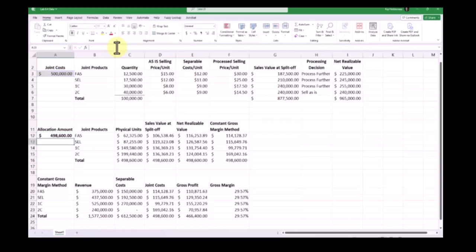Now, because we've set up this nice template, we can immediately see how all of our cost allocations change under each method. So setting this up in Excel is a very useful exercise because it allows us to do some sensitivity analysis and what-if analysis much more quickly than if we were doing this by hand. And this concludes Lab 6.4.